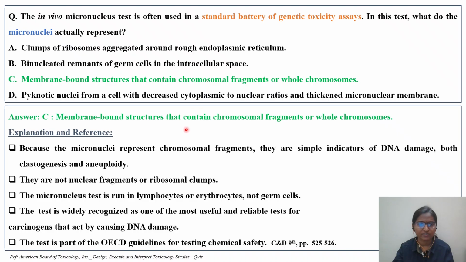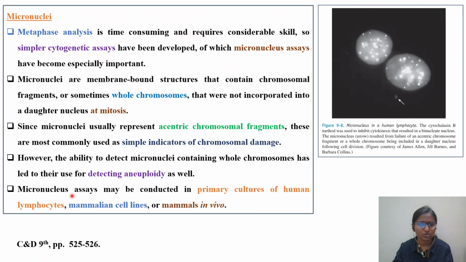So what is the nature of these micronuclei? Once again, they are membrane-bound structures that contain chromosomal fragments or whole chromosomes. Sometimes whole chromosomes, and sometimes chromosomal fragments. Let's see what else we can learn from this concept. This is the reference given by the American Board of Toxicology: Casarett and Doull, ninth edition, pages 525 and 526. Please read the genetic toxicology chapter.